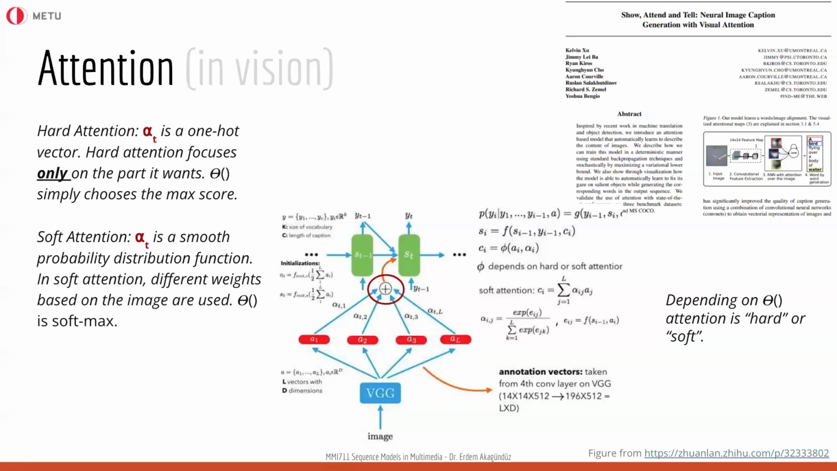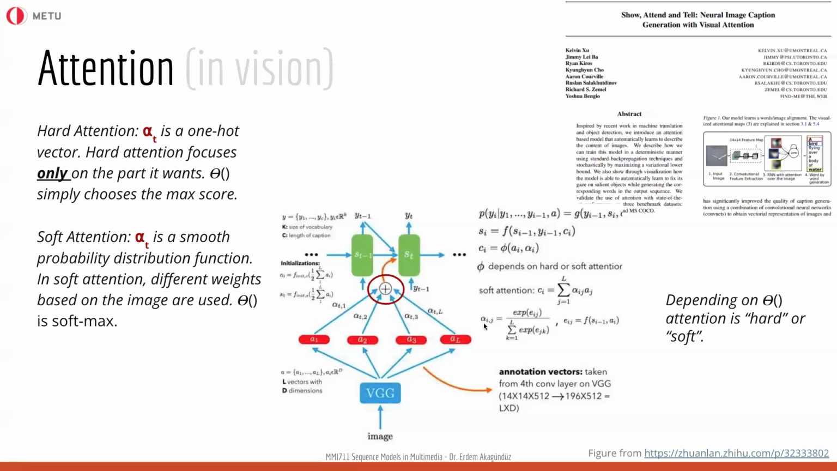Soft attention is while you're creating the next output for the decoder, you are making an average of the regions in a weighted manner, where the weights are calculated by the softmax. Okay, they try both of them.